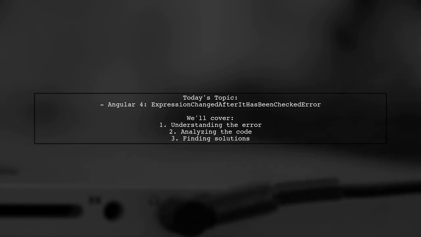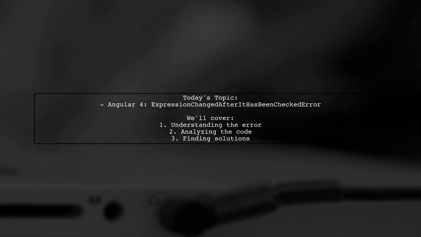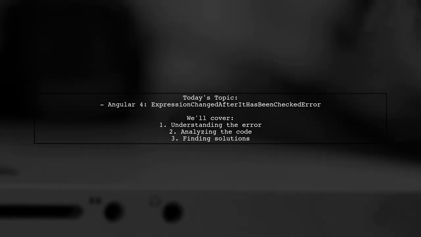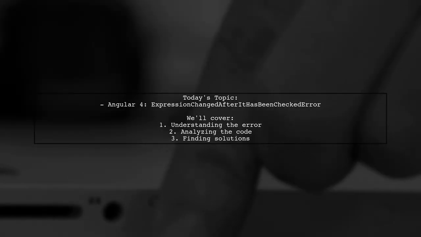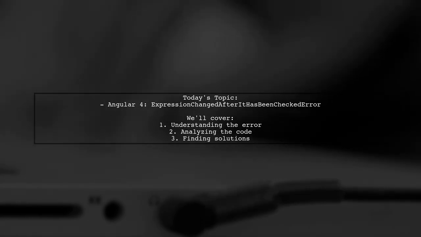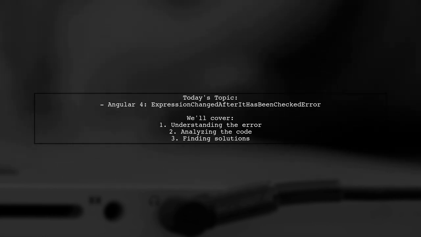Today, we're tackling a frustrating error that many developers encounter, the expression changed after it has been checked error. One of our viewers has reached out with a specific issue regarding event emitters in their child module. They say, every event emitter triggers this error, and they can't seem to find a fix. Let's break down the problem and explore some solutions together.